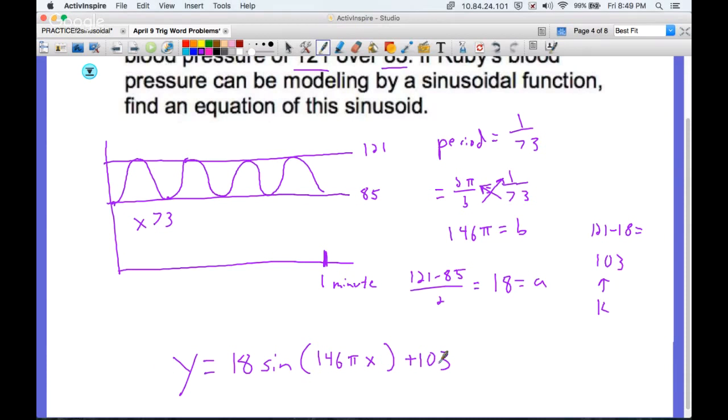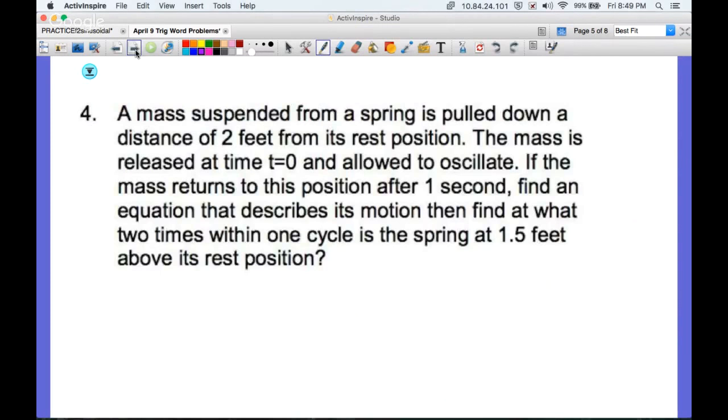Looks good. Yep. All right, moving on to problem number 4. A mass suspended from a spring is pulled down a distance of 2 feet from its rest position. The mass is released at time t equals 0 and allowed to oscillate. If the mass returns to this position after 1 second, find an equation that describes the motion, then find at what time within 1 cycle the spring is at 1.5 feet above its rest position.